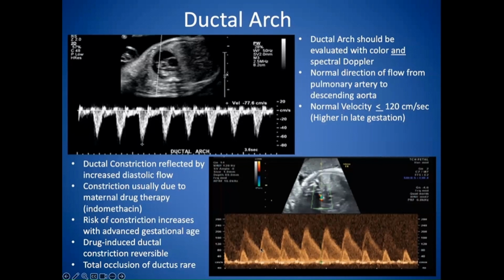If I was to see something like this, again, increased diastolic flow, even though you can see here the systolic velocity is very high as well, it's almost 240 centimeters per second, then what they do is take that mom off that medication and it should reverse itself. Total occlusion of the ductus where you wouldn't see any flow through it is exceedingly rare, but it might occur. So one more reason you want to thoroughly evaluate the ductal arch.